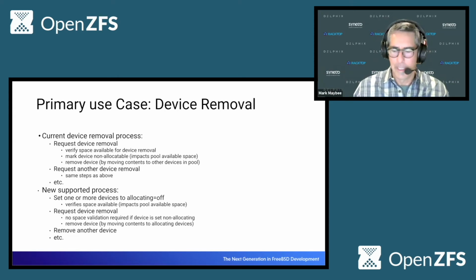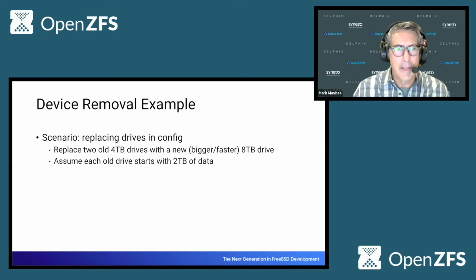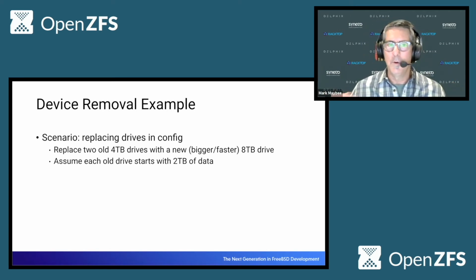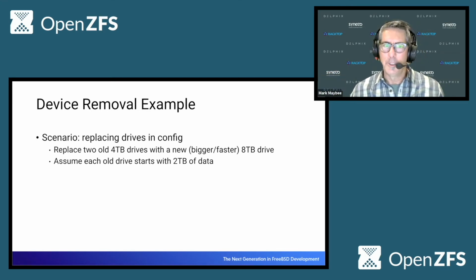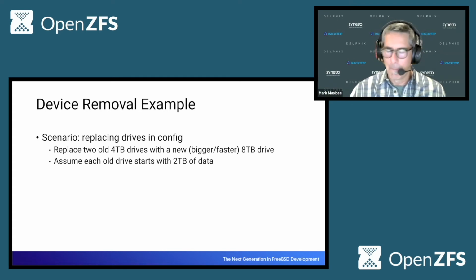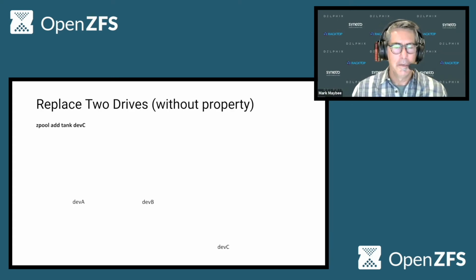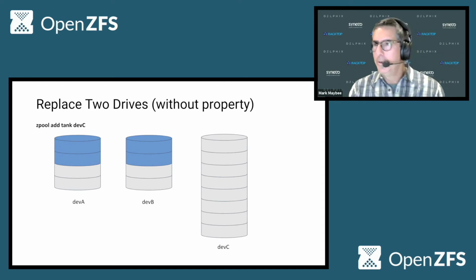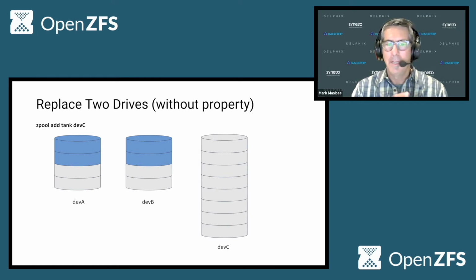So let's go through an example of how that works. Here's a simple scenario. You have a config and you have a couple of old 4 terabyte drives, and you want to replace those with a bigger, faster 8 terabyte drive. Let's assume that each of your 2 drives are half full at the moment. So you want to replace your two drives with device C. The first thing you do is you add your new drive to the pool. So dev C is our new 8 terabyte drive, and we have dev A and dev B, our two existing 4 terabyte drives, half full.